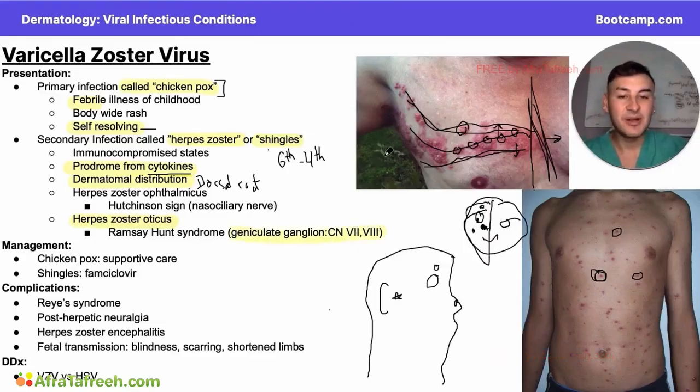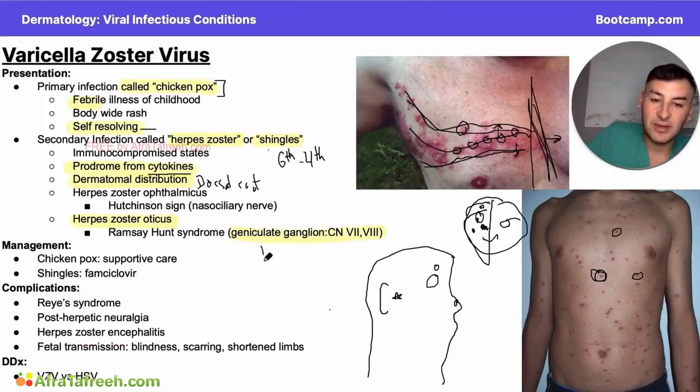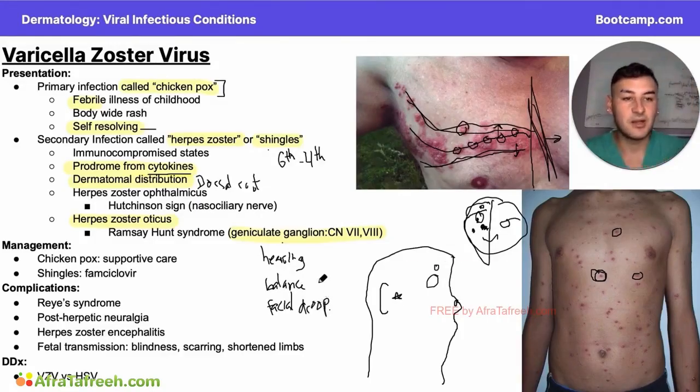So important here is what cranial nerve 7 and cranial nerve 8 do, right? They're responsible for a lot of innervation, sensory and motor, of the facial muscles, as well as things having to do with hearing and balance, okay? So I'm going to write down here: hearing, balance, and facial droop, okay?